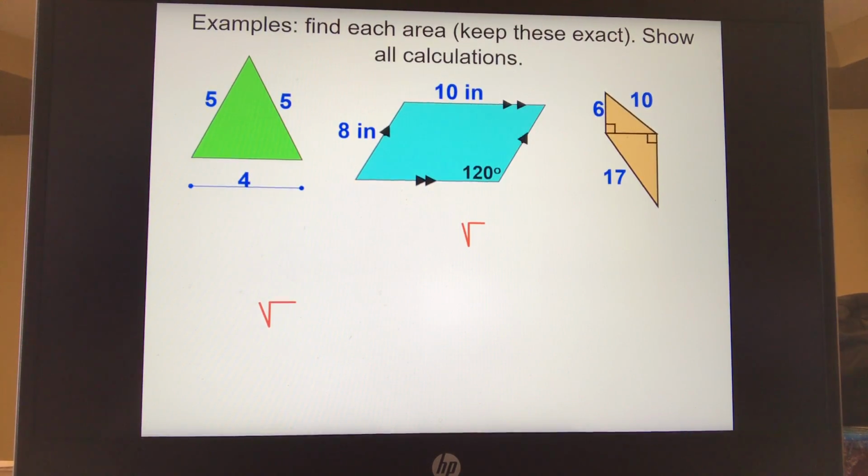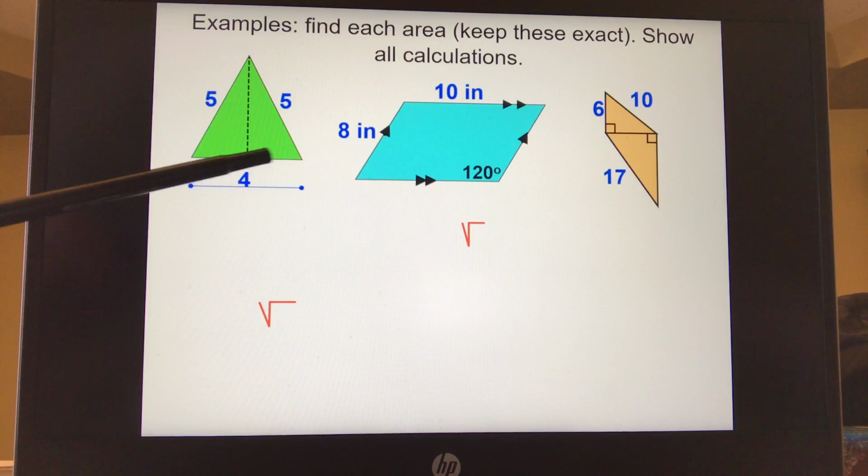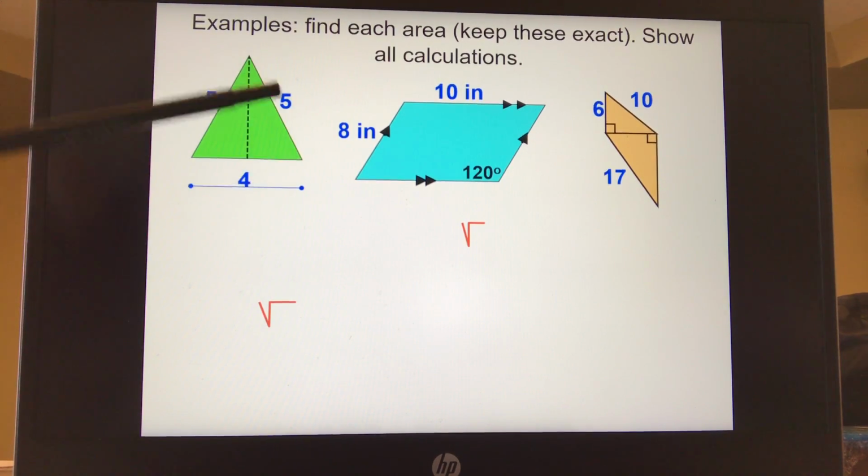So, nice little isosceles triangle here for the first one. You could call this the base, but you don't have the height. Again, good old trick here, draw your altitude. The 4, because this was symmetric here, the 4 got cut in half. So you've got 2 and 5. A little Pythagorean theorem will allow you to find that height.